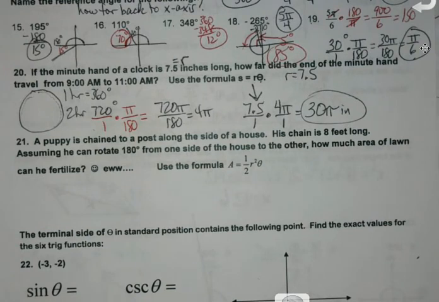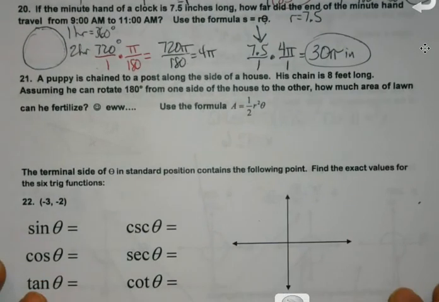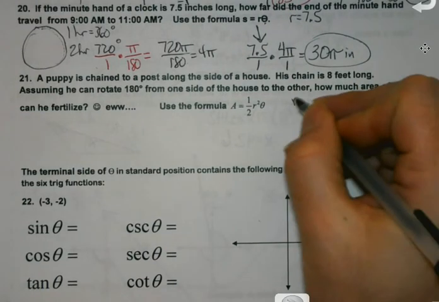Number 21: a puppy is chained to a post along the side of the house. The chain is 8 feet long. Assuming he can rotate 180 degrees from one side of the house to the other, how much area of lawn can he fertilize? Okay. So this chain is 8 feet long. Radius.